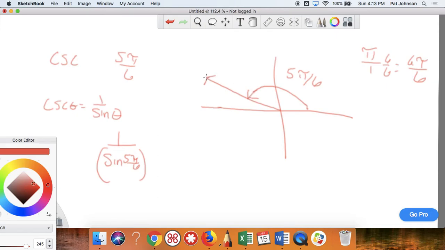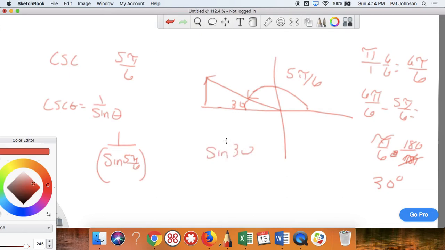But we need to find the reference angle. So I'm going to take pi minus that, or 6 pi over 6 minus 5 pi over 6 equals pi over 6. If you want to convert that to degrees, then you get 30 degrees. So my reference angle is 30 degrees. So I want to find sine of 30 degrees.